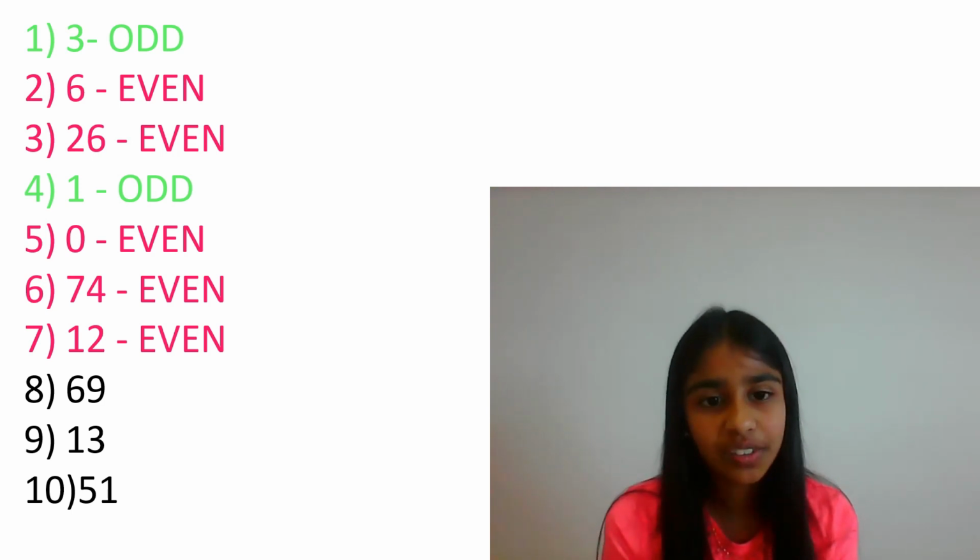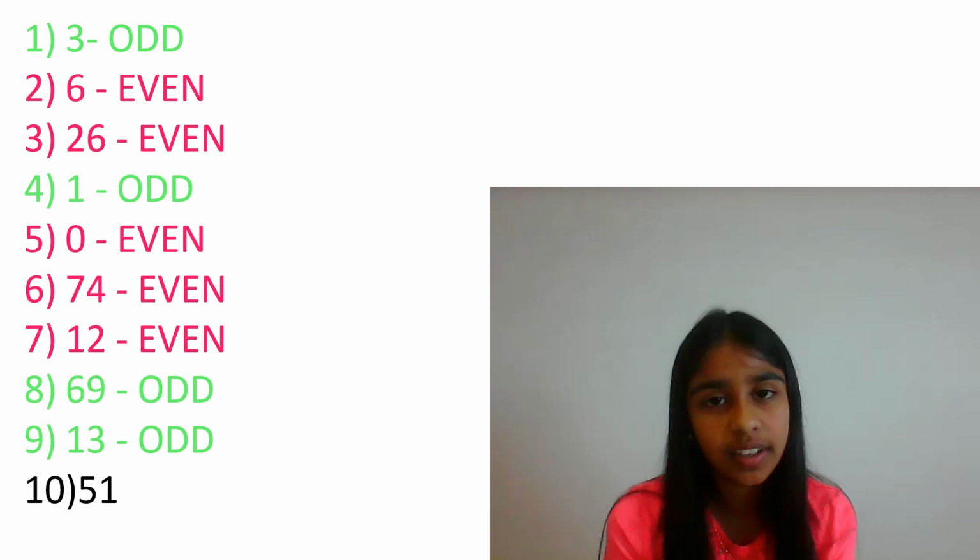Number 7, 12. 12 is an even number because you know that even numbers always end with 2, 4, 6, 8, or a 0. Number 8, 69. 69 is an odd number because you know that odd numbers always end with 1, 3, 5, 7, or 9. Number 9, 13. 13 is an odd number because you know that odd numbers always end with 1, 3, 5, 7, or a 9.